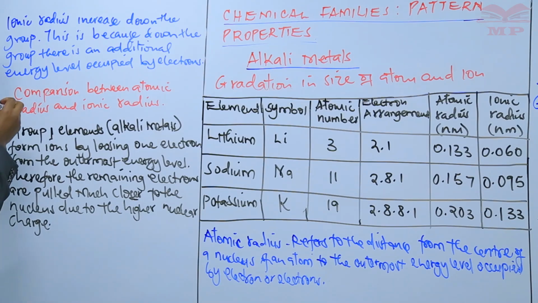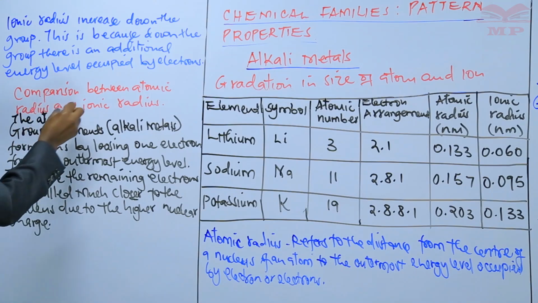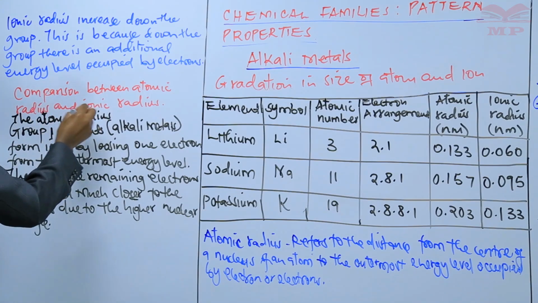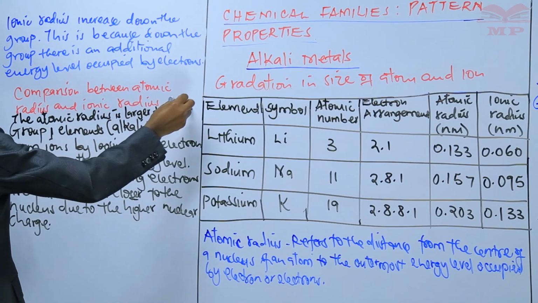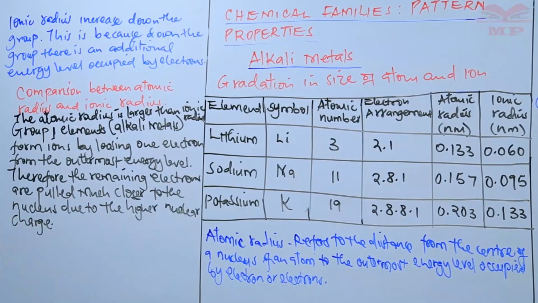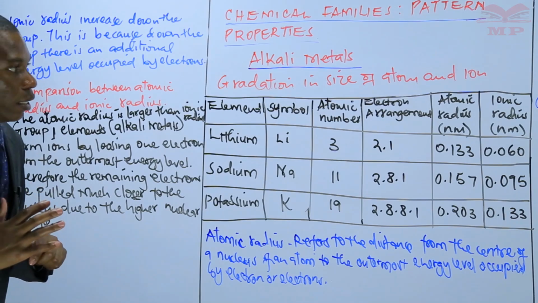We would have started by saying that the atomic radius is larger than ionic radius. Therefore, the atomic radius is always larger than the ionic radius, because group 1 elements form ions by losing 1 electron from the outermost energy level, and therefore the remaining electrons are pulled much closer due to the higher nuclear charge at the nucleus.